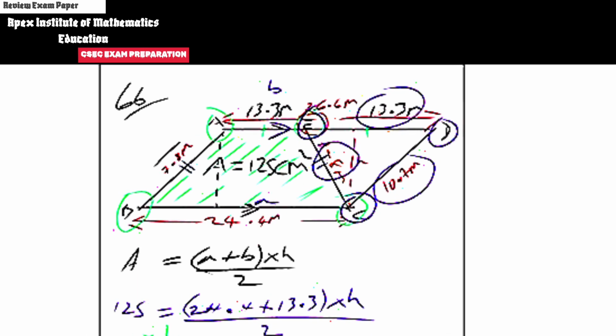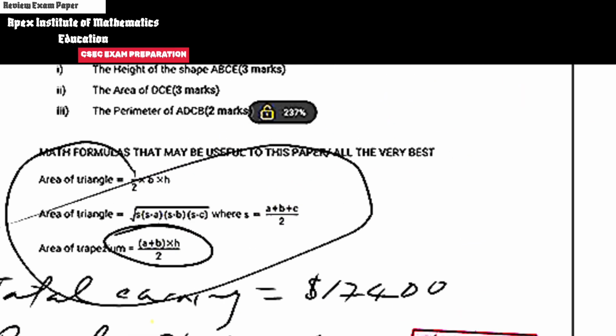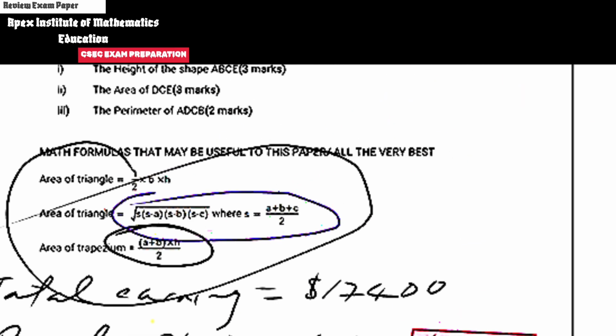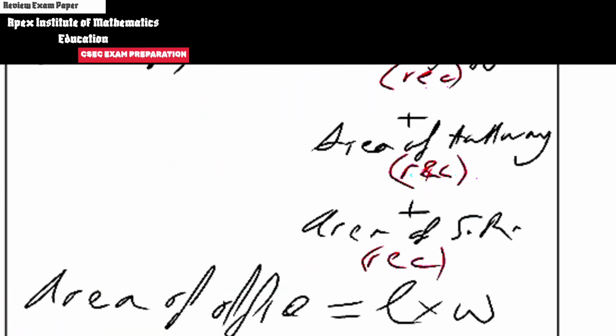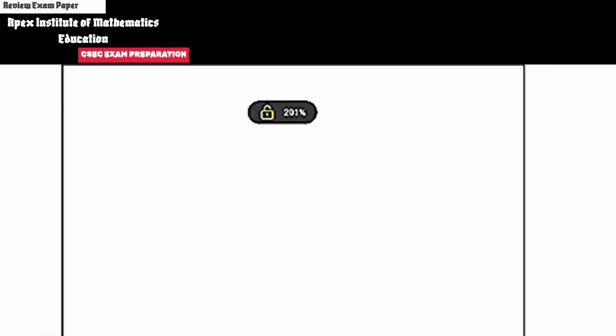So an easier method here would have been to use Heron's formula, because we have 3 sides here: 13.3, 7.8, 10.7, and that is why Heron's formula is actually on the exam paper. If you look carefully, I have Heron's formula right here. Let's rewrite that formula on the screen. This paper was a challenging paper. It challenged your interpretation, ladies and gentlemen. It's not a difficult paper in my opinion, and if you don't think it's a difficult paper, leave your thoughts in the comment section as well. It required some practice, guys.